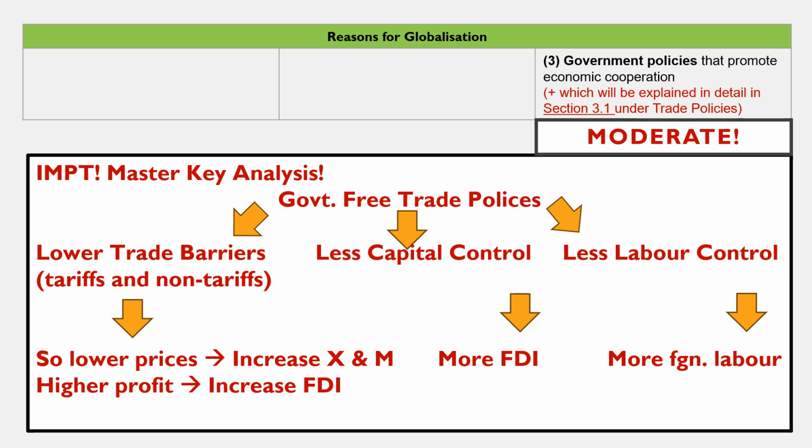At the same time, in the free trade policies, some of it may include a discussion on how to lower capital control, which is the amount of financial capital you can bring across borders. So with less capital control, that can promote foreign direct investments as well. Another discussion could be how to reduce regulations on labor control. So as regulations are lowered, that can make it easier for foreign workers and foreign talents to move across borders as well.